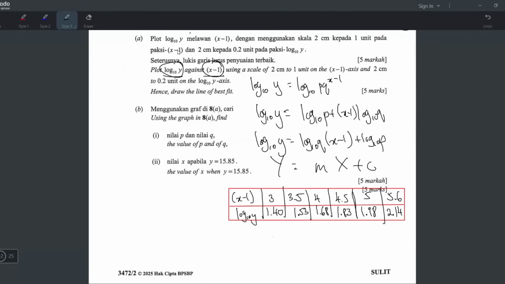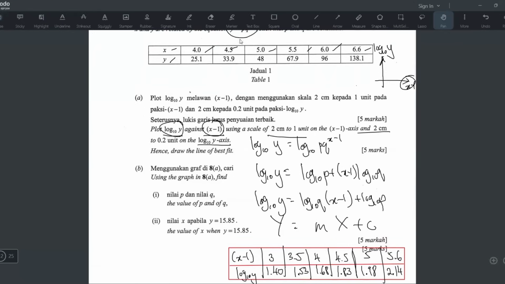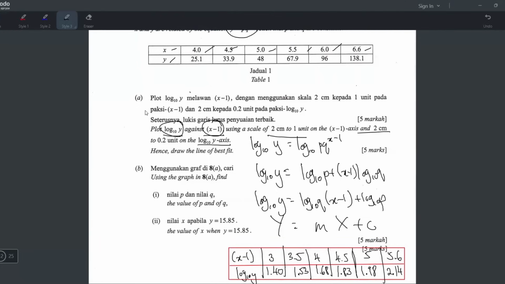Okay, now baru you buat part A. Plot log y against x minus 1 using a scale of this and this one on the log y axis, draw the line of best fit. The way I teach my students is I will always discuss with them where to put the origin first. Where to put the cross, the 0 kena letak mana.